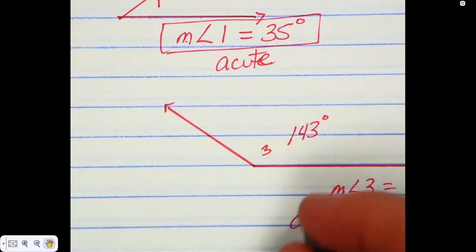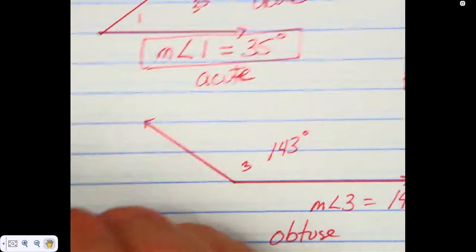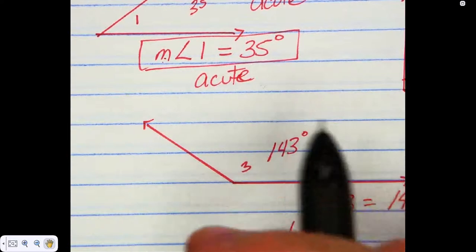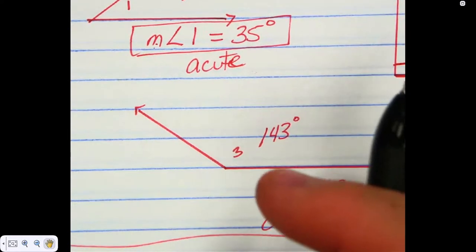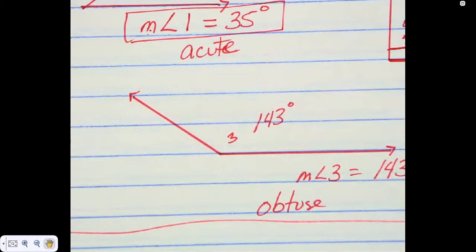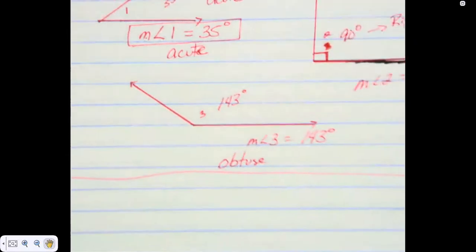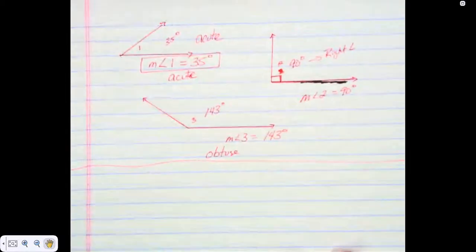What are these called? Obtuse angles. Obtuse. Funny how everybody remembers those. It's so weird. Nobody ever has problems remembering obtuse, acute, and right.